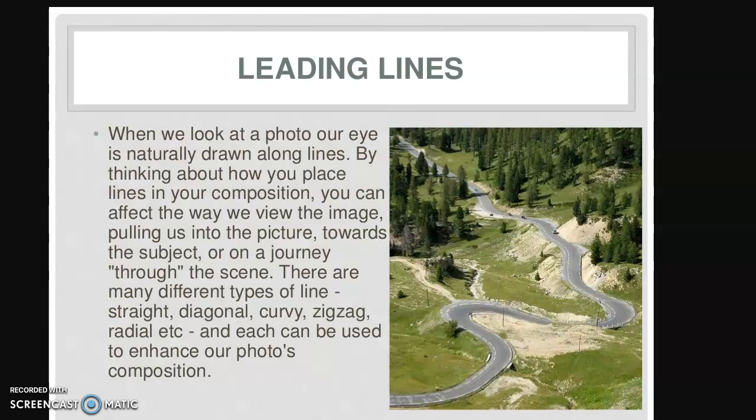When we look at a photo, our eye is naturally drawn along the lines. By thinking about how you place lines in your composition, you can affect the way we view the image, pulling us into the picture towards the subject or on a journey through the scene. There are many different types of line: straight, diagonal, curvy, zigzag, radial, etc. And each can be used to enhance our photo's composition.